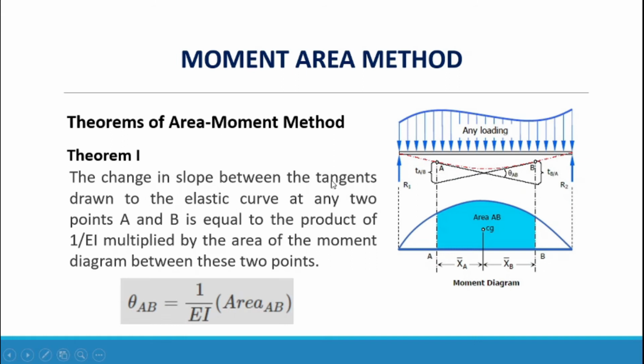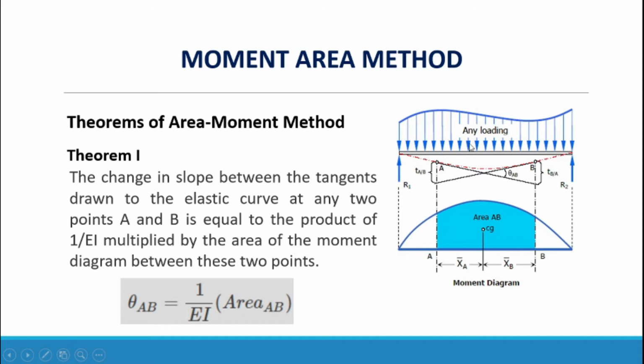For the theorems of the moment area method, first, the change in slope between the tangents drawn to the elastic curve at any 2 points A and B is equal to the product of 1 over EI multiplied by the area of the moment diagram between these 2 points.